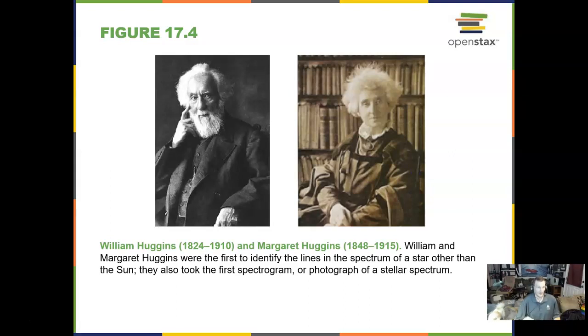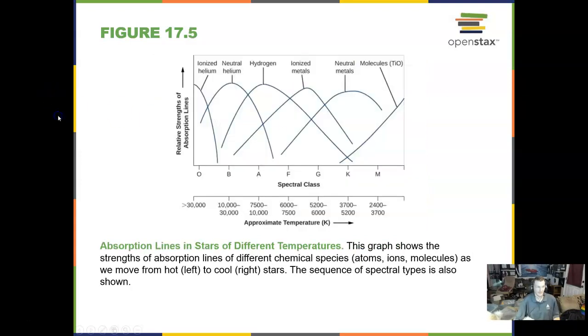William and Margaret Huggins were the first to identify the lines in a spectrum of a star other than the sun. So what they did was they analyzed the chemical composition of another star. Based on the temperature of the star, we will find features in that spectrum for each temperature.